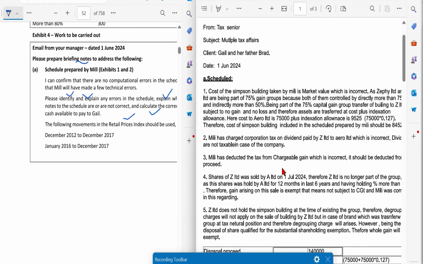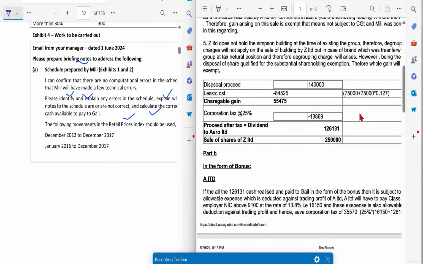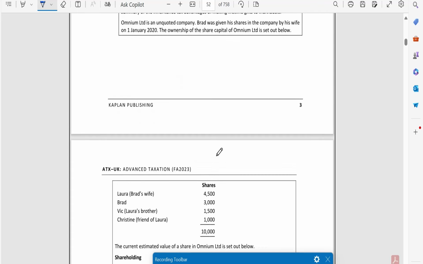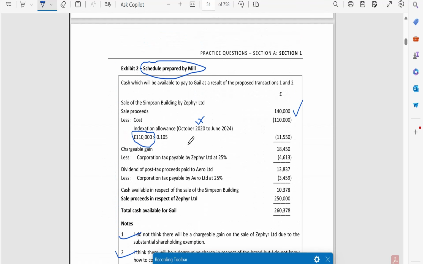Yeah, here is the format. Cost will be 75,000 plus 75,000 into 0.127, right? It will give you the cost of 84,525. All right, so this is the mistake made by Millie, and then we calculate the chargeable gain. Corporation tax payable, fine. This gain will be part of the company's profits, and the company has to pay corporation tax.